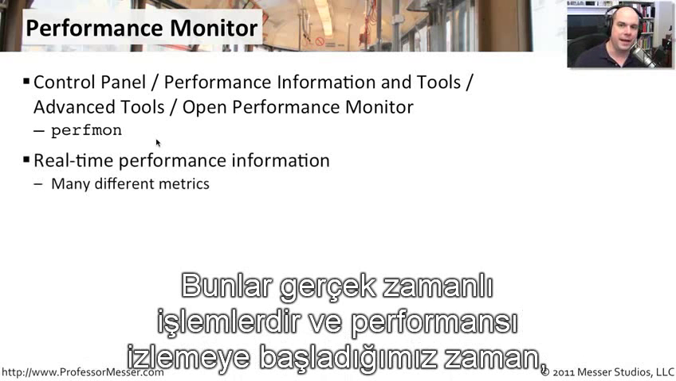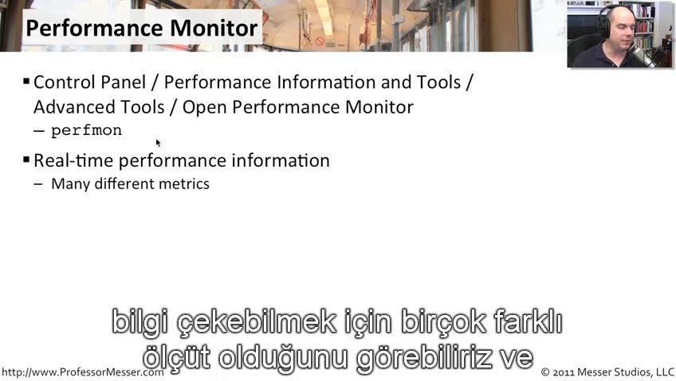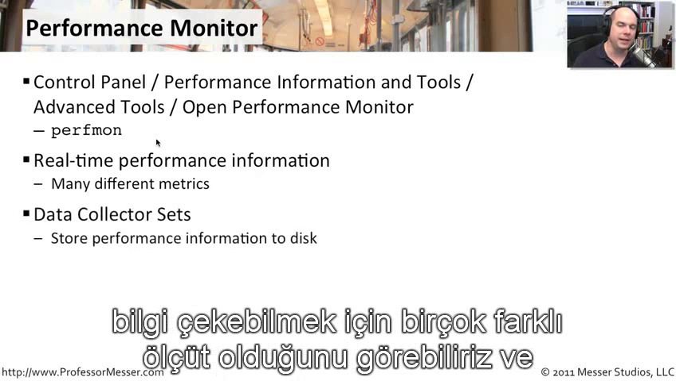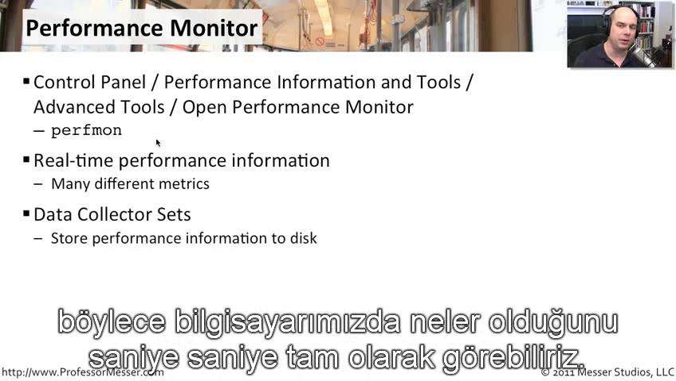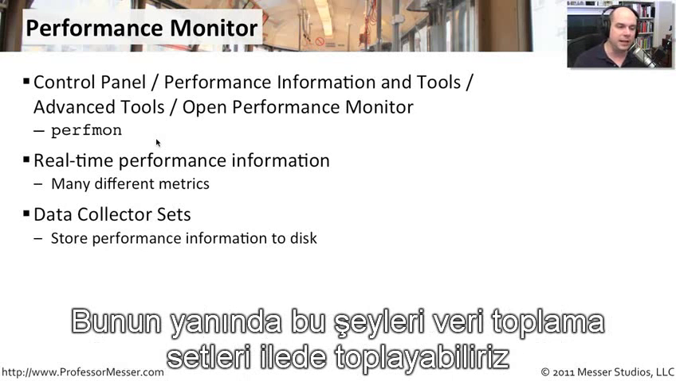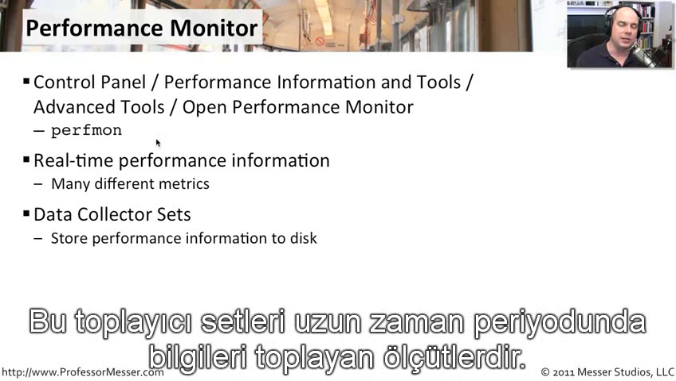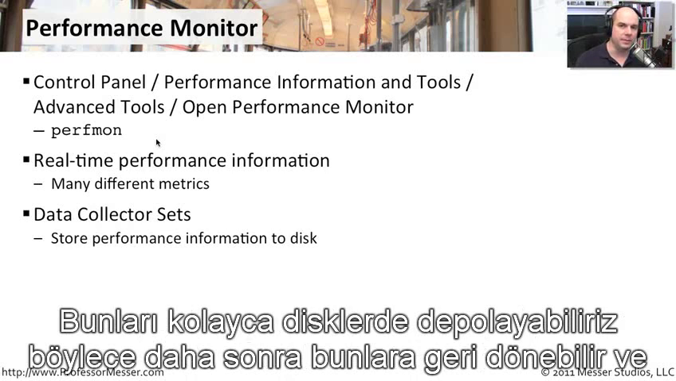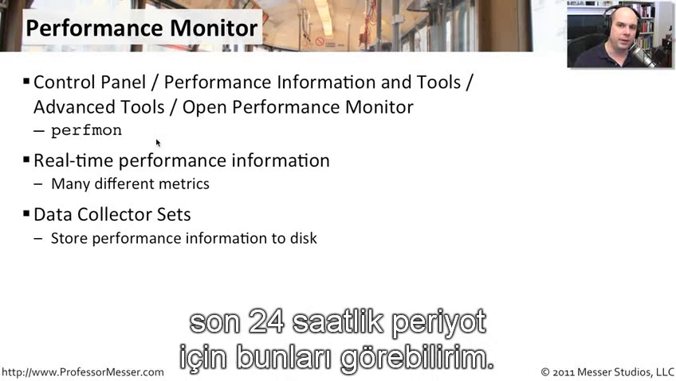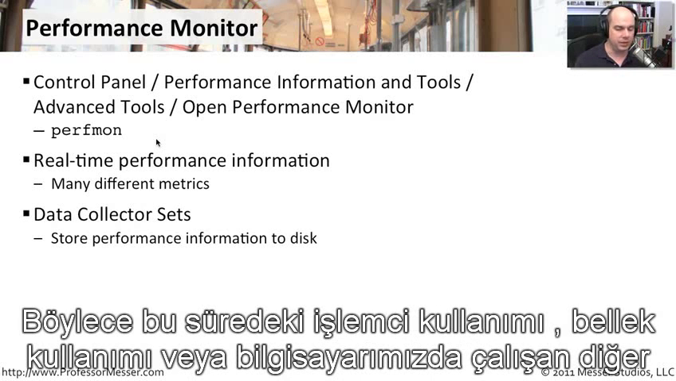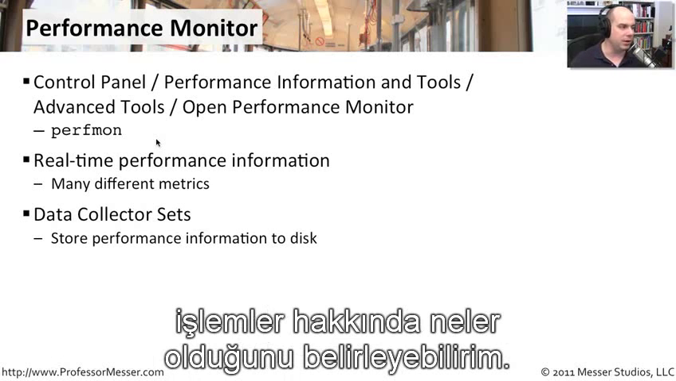These are real-time stats, and you'll see when we start looking at Performance Monitor, we can choose a lot of different metrics to be able to pull information in and see exactly what's happening on our computer on a second-by-second basis. We can also collect these things called data collector sets. Those collector sets are these metrics that we're collecting over a long period of time, and we can simply store them to disk so that later on I can go back and see for the last 24-hour period, what did we happen to see with your CPU utilization or memory usage or other processes that are running on your computer.